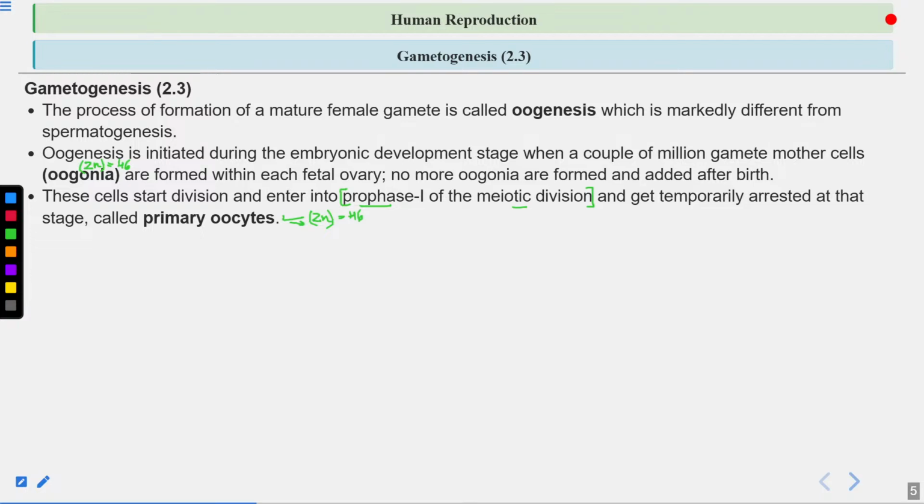Okay. So you know meiosis completes in 2 phases, meiosis 1 and meiosis 2. Meiosis 1 has what stages? Meiosis 1 has prophase 1, metaphase 1, anaphase 1 and telophase 1. Similarly, meiosis 2 will have prophase 2, metaphase 2, anaphase 2 and telophase 2. Alright. So these primary oocytes are arrested in the prophase 1 of meiosis 1.